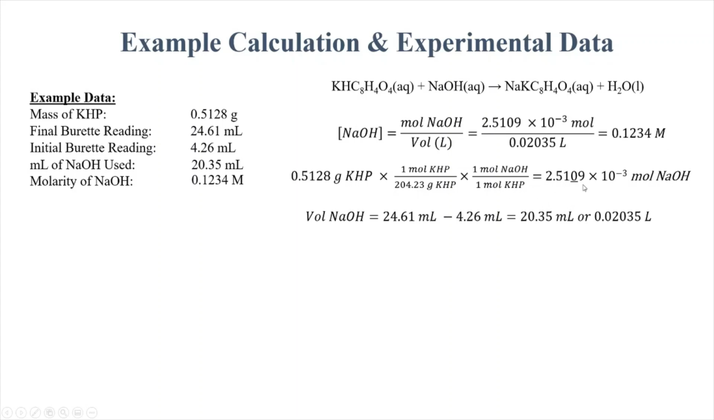And then at this point, we can calculate the concentration by taking our number of moles, dividing it by our liters, and we can get our concentration. So our concentration in this case was 0.1234. So you could tell that it was made up.